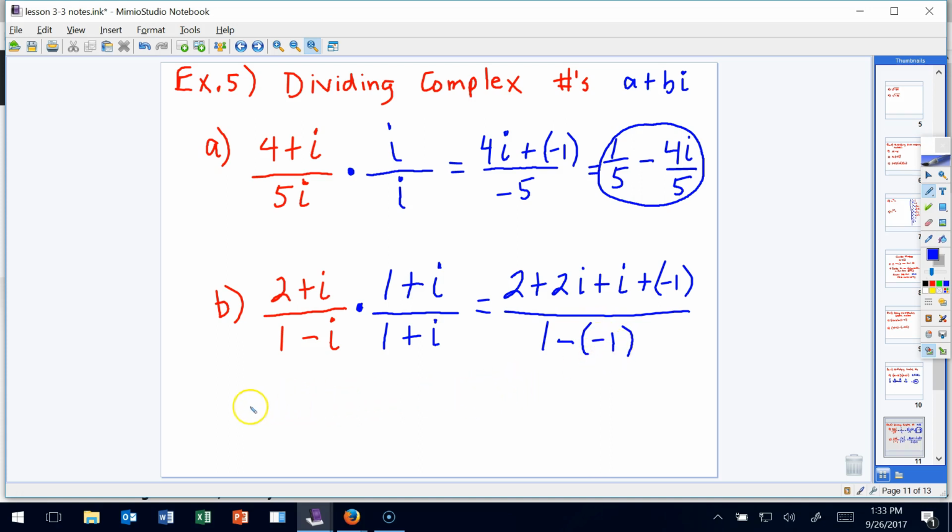Okay? So let's just clean this up. In the numerator, combine like terms, 2 plus -1 is +1. 2i plus 1i is 3i. And in the denominator, we just get 2. So remember, this isn't technically the complex number form. When we have fractions like this, we're going to break this up into 2 parts. The real number part, which is 1/2, and then the imaginary part, which would be 3i over 2.